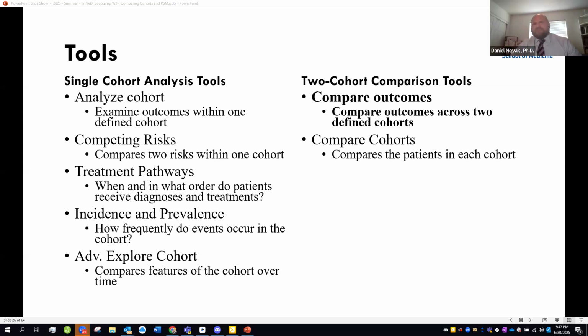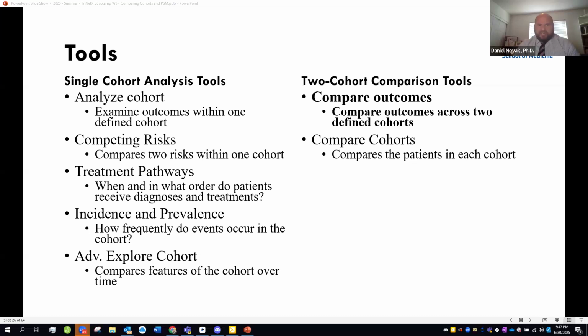So incidence and prevalence can be a tricky tool to use, but it can be useful. And the Advanced Cohort Explorer does give you some additional features for digging into one cohort studies as well. Your two cohort comparison tools are compare outcomes, that we're going to look at today, and also compare cohorts, that allow you to compare the composition of cohorts to each other. So what percentage of people in my cohort with obesity versus my cohort not with obesity are on metformin or insulin or something like that. That can be used in the compare cohorts function.